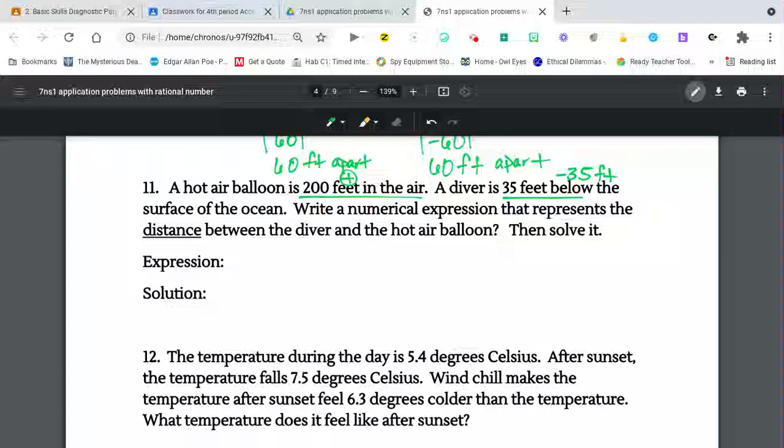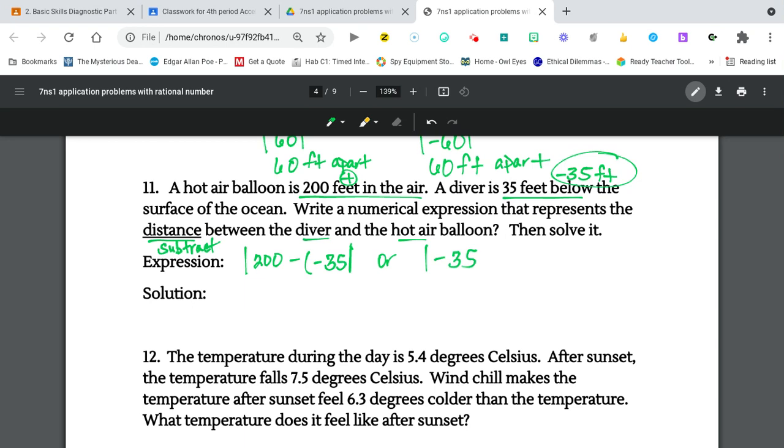We want to write an expression that represents the distance between the diver and the hot air balloon, and we'll solve. So again, use absolute value. Distance means you're going to subtract, just like you do with difference. Okay, but no absolute value with difference. Only absolute value with distance because the distance can't be negative. So I'm going to go with 200 minus the other number. Since you're subtracting a negative, put it inside of parentheses. Or you could have written negative 35 minus the other number, which would be 200. Just put the other number last instead of first.